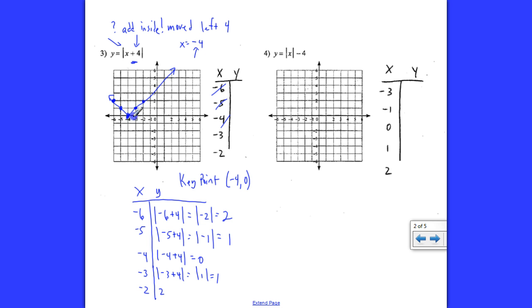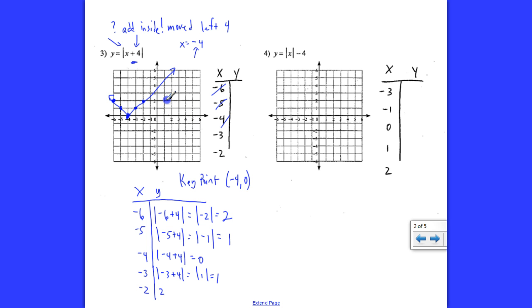Okay, so with that in mind, now we know if I add a number inside the parenthesis, inside the absolute value, it's going to move it on the x-axis the opposite direction. Because plus 4 is actually over here, but it goes the opposite direction. But if I subtract or add outside, it goes up and down the y-axis the same direction.